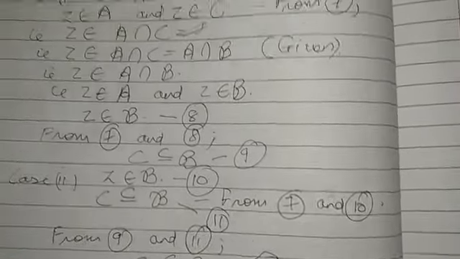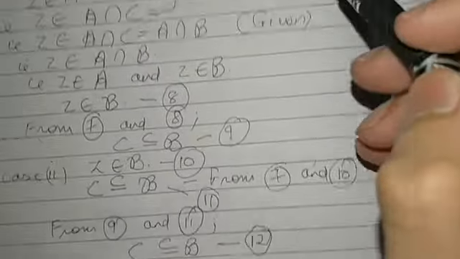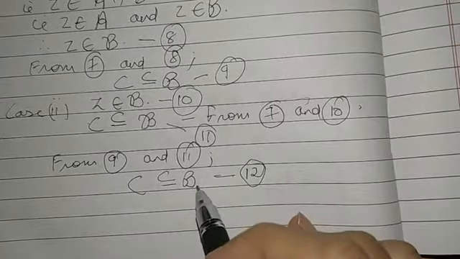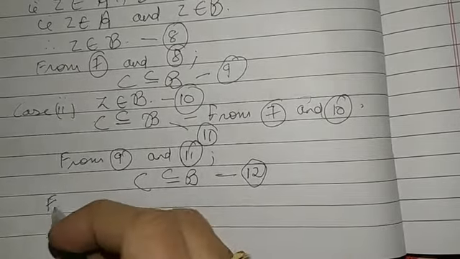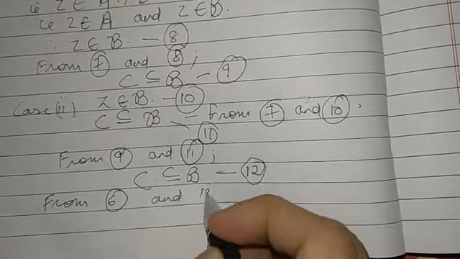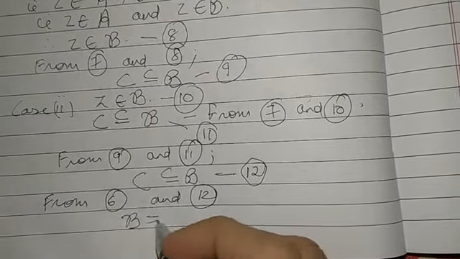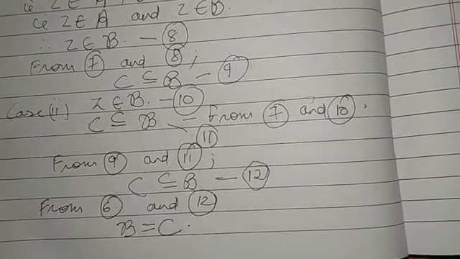Now, what is 6? 6 is B is a subset of C, we got. And what is 12? C is a subset of B. So from 6 and 12, what do we get? We get B is equal to C.